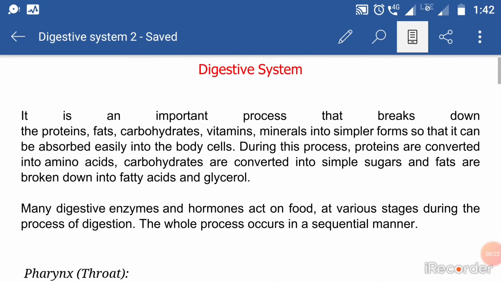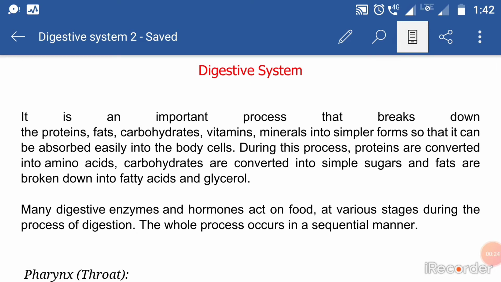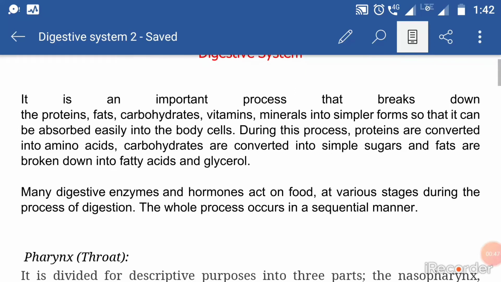We will discuss today the digestion process and the many organs which are helpful in this process. What is digestion and how does it help us? We all know that it is an important process that breaks down protein, fats, carbohydrates, vitamins, and minerals into simpler forms so that they can be absorbed easily into the body cells.